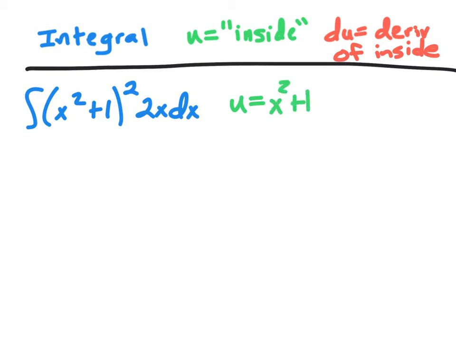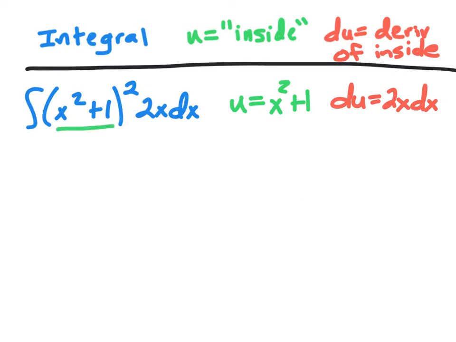And then to calculate du, all I'm doing is looking at what I just assigned u to equal and differentiating that to get du, which literally can stand for derivative of u. So then du is the derivative of x squared plus 1, which is 2x, and I'm going to write dx behind it.